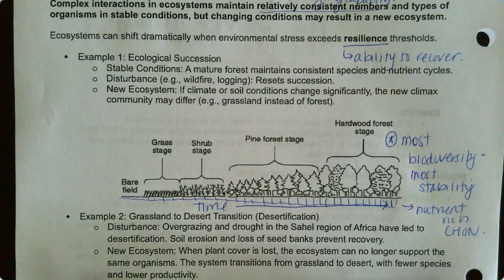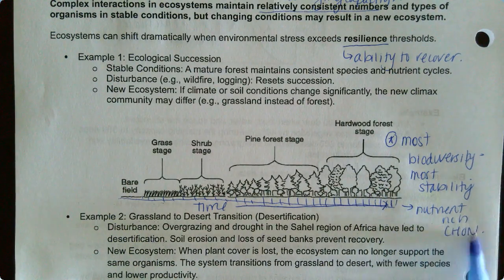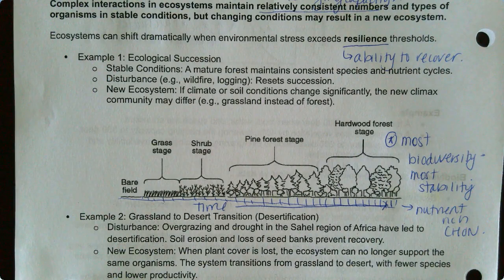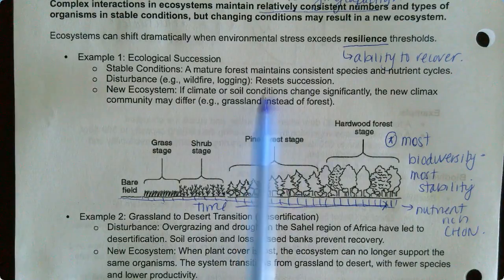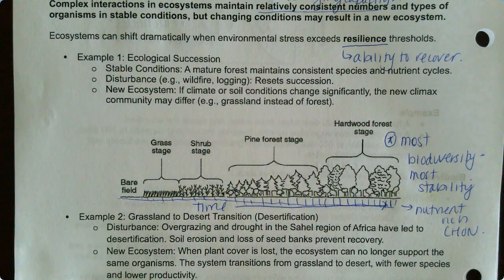So stable conditions, a mature forest maintains consistent species and nutrient cycles. That's what we have here. Most biodiversity, and then you wind up having the decomposers here in the soil that are recycling the nutrients. Disturbance: wildfire, you cut down the trees. There's that volcano that we looked at that resets the succession. Succession means each of these ecosystems is replacing the last one.